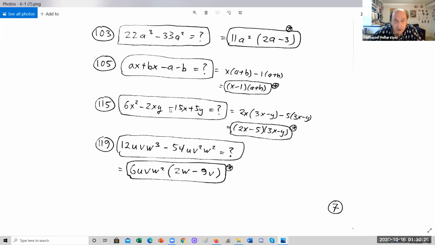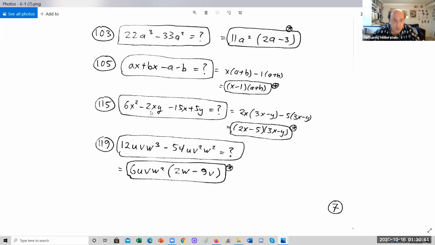Where were we? Okay, right. So common factor of x here and here, x times a plus b. Common factor of minus 1 here times a plus b. Remove a common factor of a plus b times x minus 1 here.